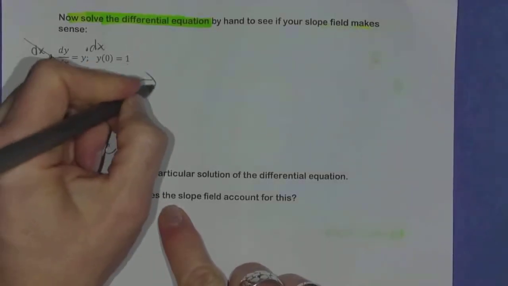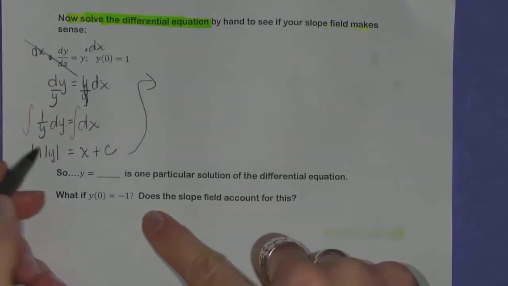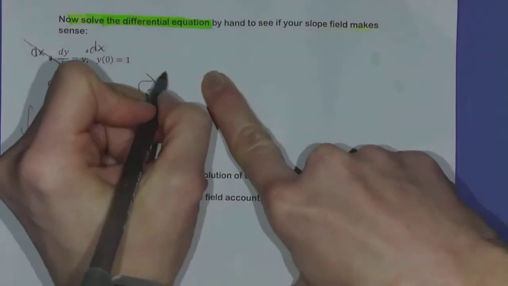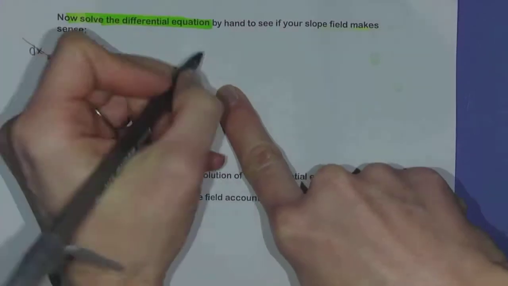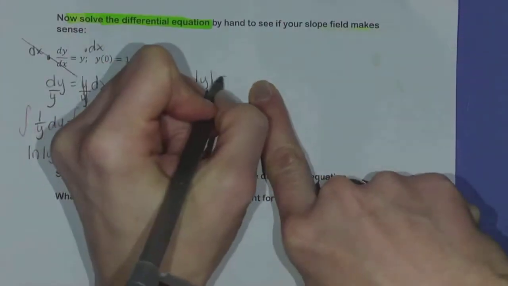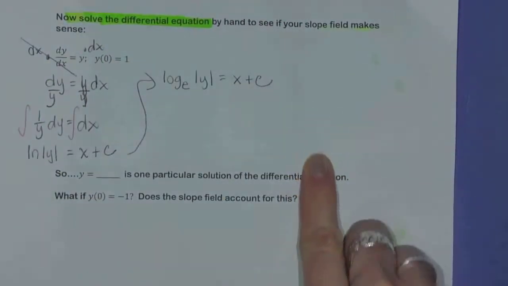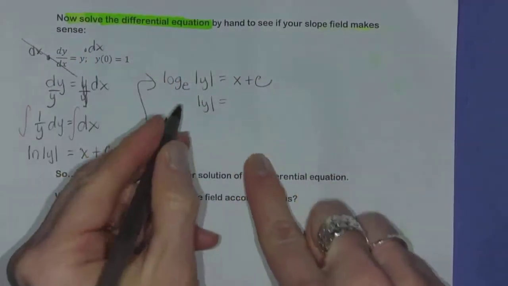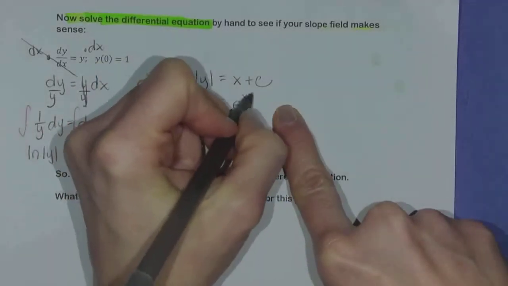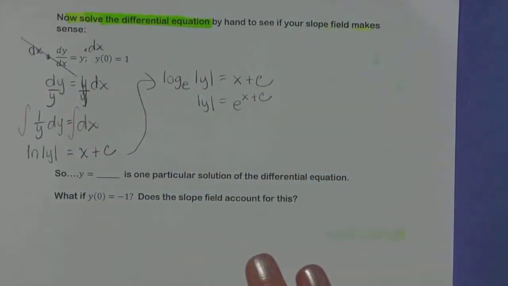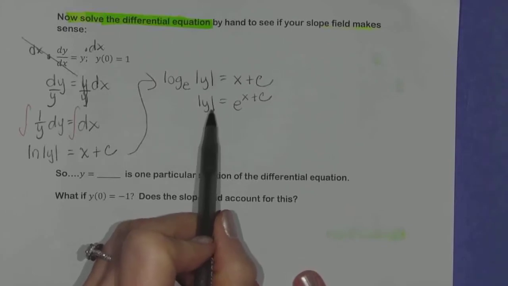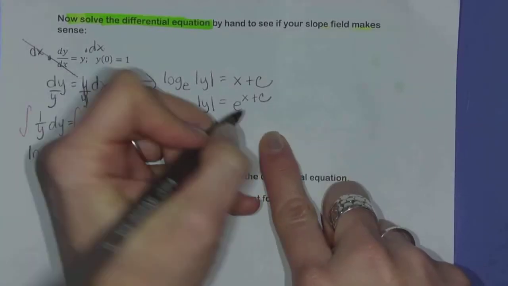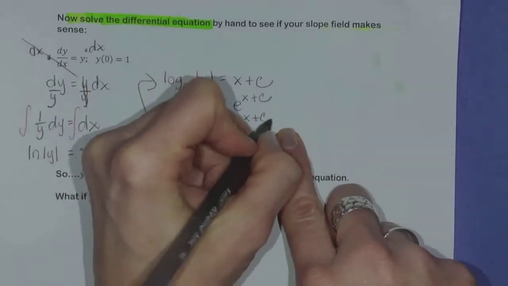Okay, let's continue on. Now, we need to solve for y. Well, ln means the same as log with the base e. The natural log of the absolute value of y equals x plus c. And so to solve for the absolute value of y, we raise e to the x plus c. And at that point, we can drop the absolute value bars because e raised to any power will be positive. So y equals e to the x plus c.